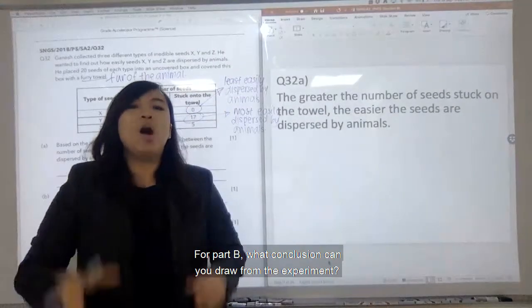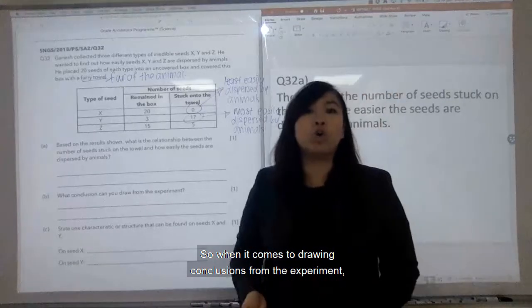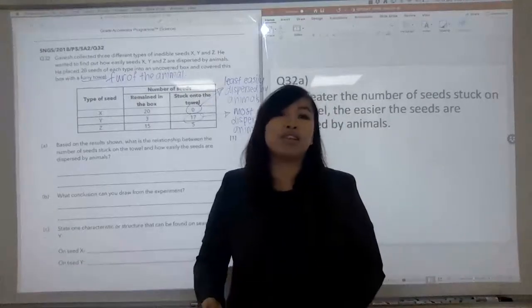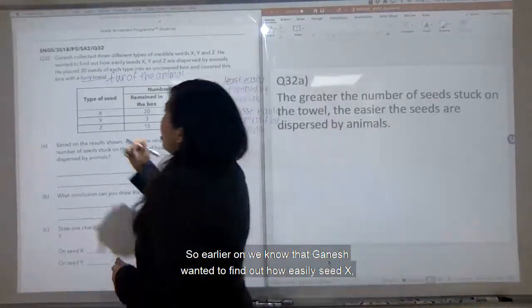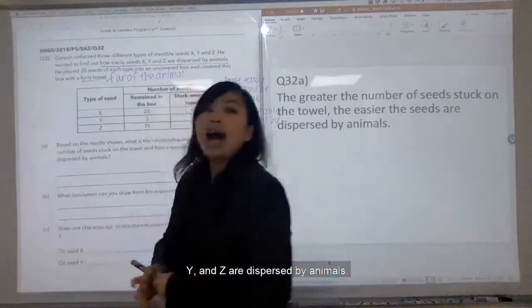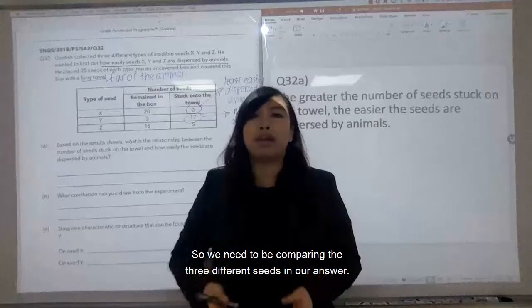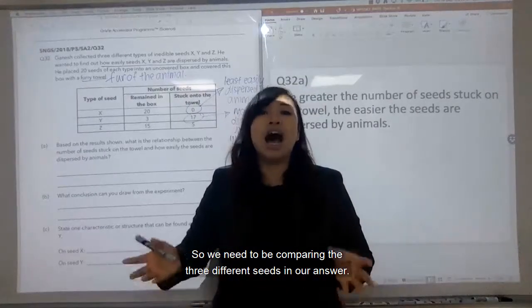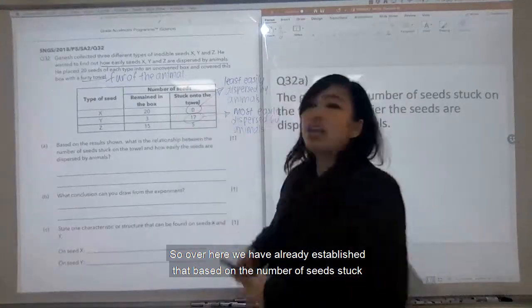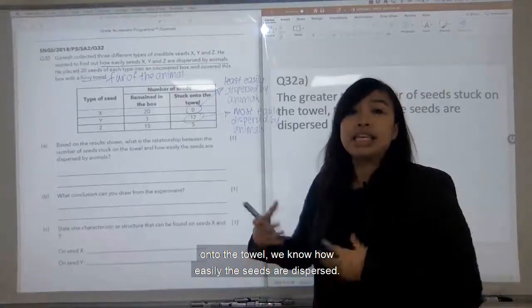For part B, what conclusion can you draw from the experiment? So when it comes to drawing conclusions from the experiment, we need to identify the aim of the experiment first. So earlier on, we know that Ganesh wanted to find out how easily seed X, Y, and Z are dispersed by animals. So we need to be comparing the 3 different seeds in our answer. So over here, we have already established that based on the number of seeds stuck onto the towel, we know how easily the seeds are dispersed.